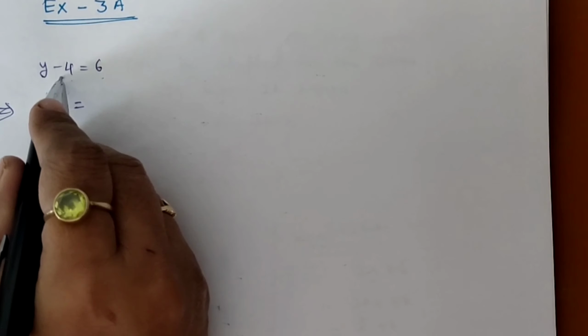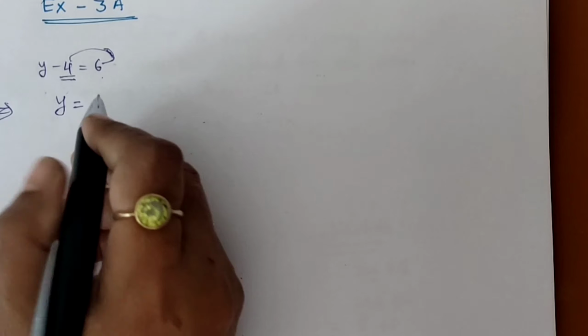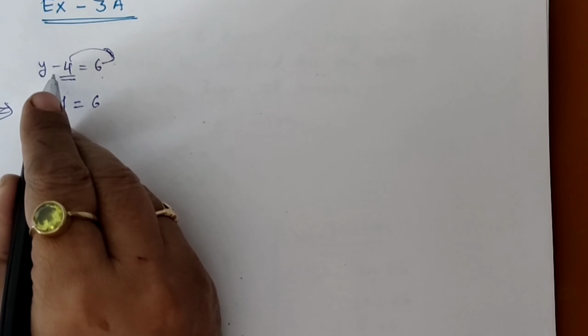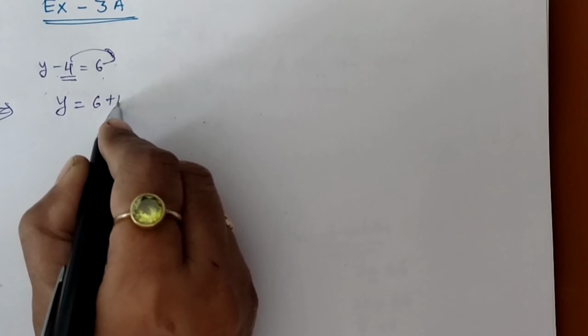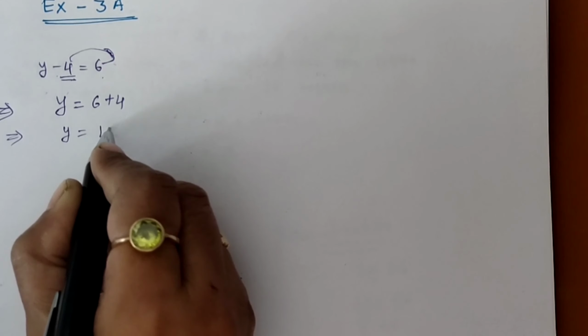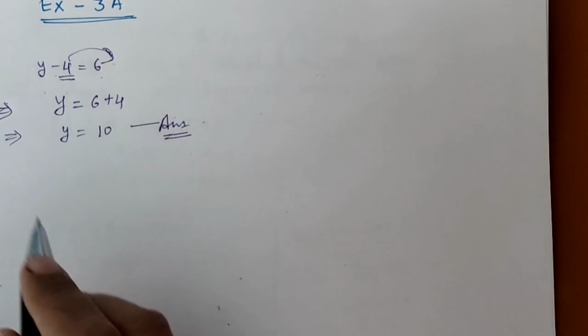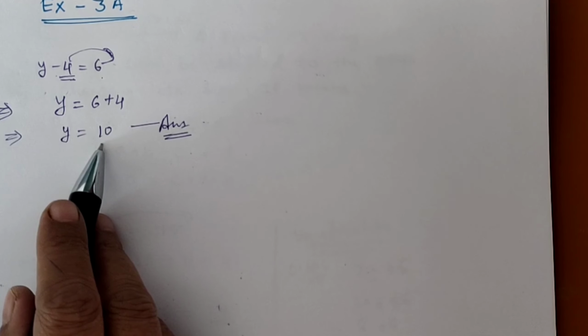Y is equal to, this minus 4 you will transpose to the other side, you will shift it to the other side. So this is minus 4, so it will become plus 4. So y is equal to 6 plus 4, 10. This is the solution of this equation. Y is equal to 10.